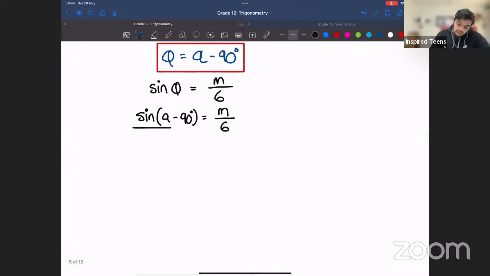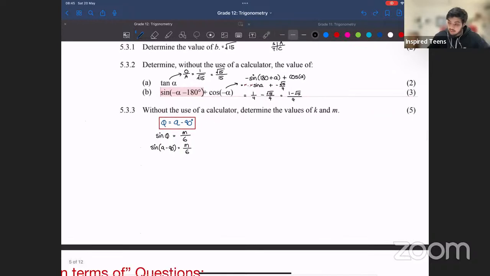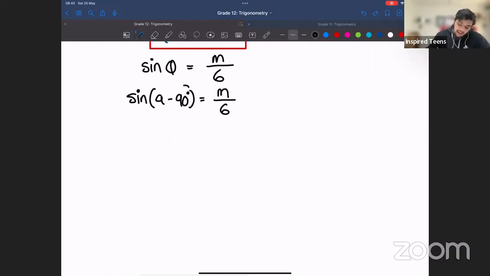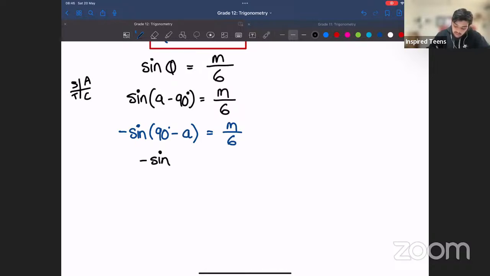Now, I can reduce this, theta minus 90, I think that's correct, theta minus 90, but before I reduce, I cannot have a negative reduction angle, so I follow the rule that we know. I make it negative sine, and I flip the 2 inside, 90 degrees minus alpha. And this is still equal to m over 6. Now, 90 degrees minus alpha, that can be reduced. 90 minus, all are positive, so it just becomes negative sine alpha is equal to m over 6.